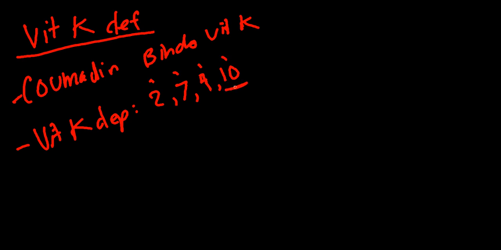10 is involved in that common pathway. 2 is involved in that common pathway. 7 is the extrinsic. 9 is the intrinsic. So multiple places on this cascade are vitamin K dependent, and these factors will not work if they don't have vitamin K. Also protein C and protein S are also required with vitamin K to work. So 2, 7, 9, 10, C, S.